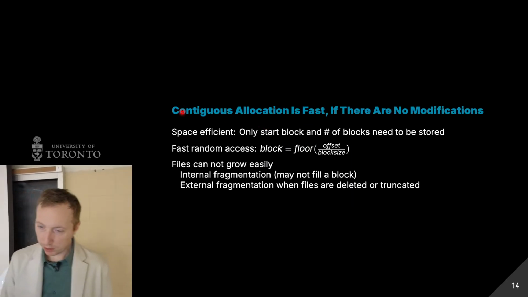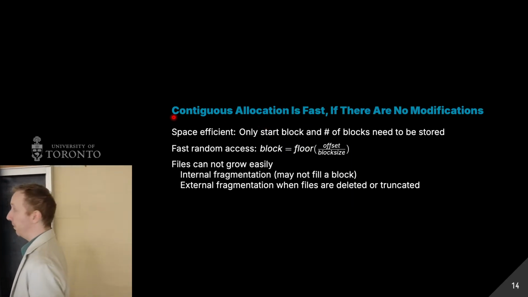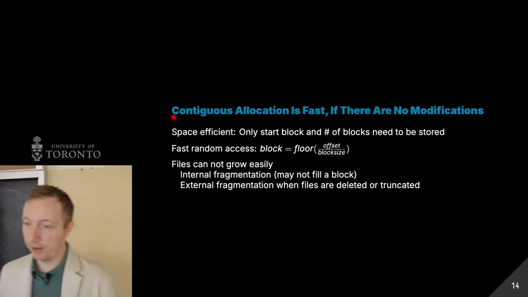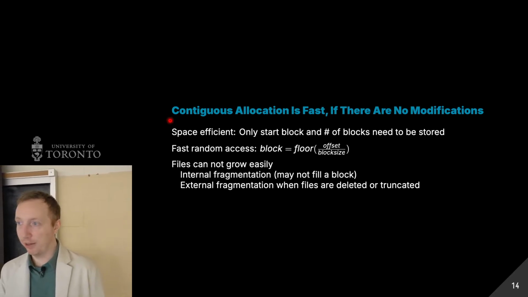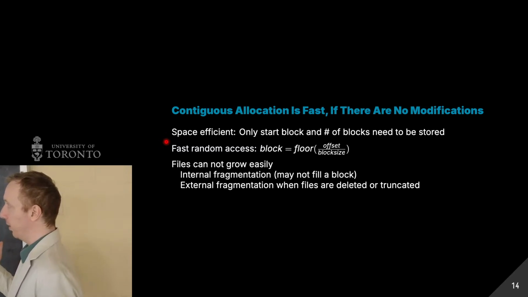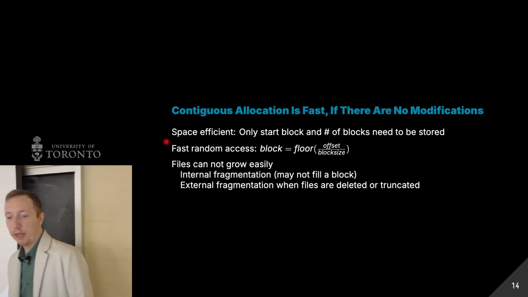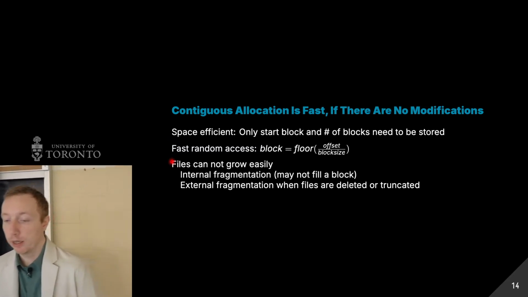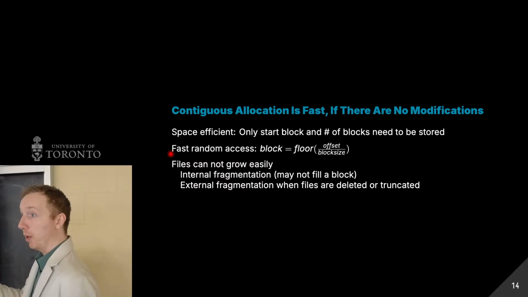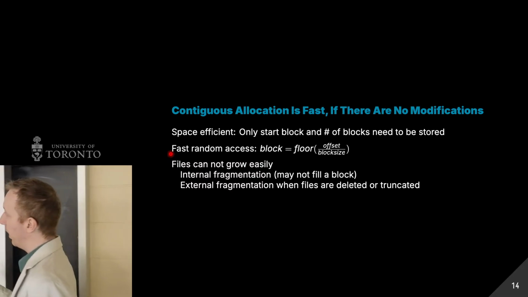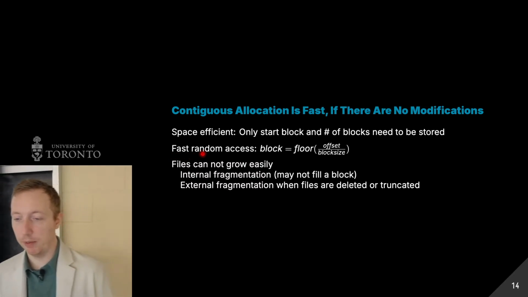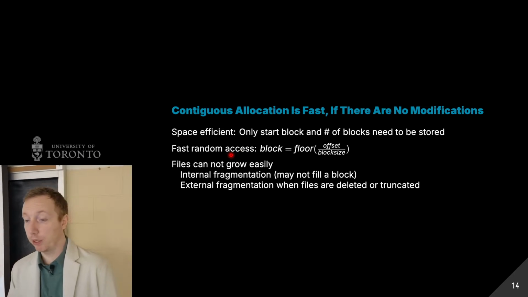So contiguous allocation is a really fast way to do it, a really succinct way to describe where the contents of files are, but it kind of sucks if there's any modification. It's space efficient because you only have to say what's the starting block and how many blocks are needed. It has fast random access. Random access is knowing what offset you want to access in that file: how do I figure out what block to use and what block to read? So this is really fast random access.